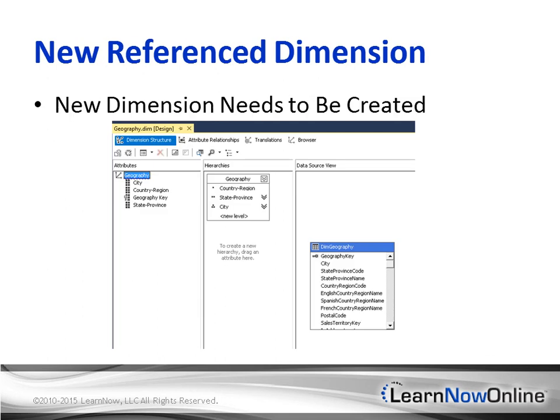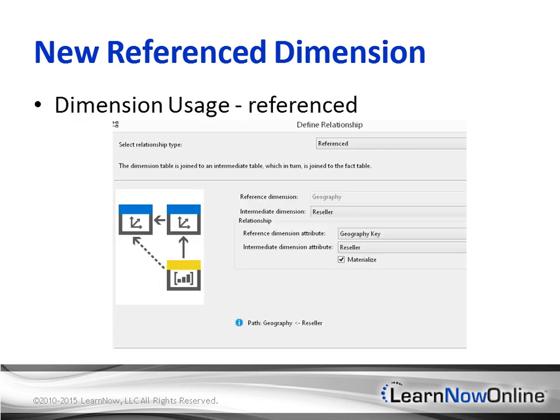A dimension will have to be created from the reference dimension. In this example, geography will be a new dimension in our analysis services project. Next, the new dimension, geography, is referenced through the other dimension, reseller for reseller sales, and customer for internet sales in the dimension usage of the cube. Here is an example of the defined relationship that shows the relationship type as reference. The intermediate dimension is reseller and the attribute is geography key. This is common when multiple dimensions use the same geography table.